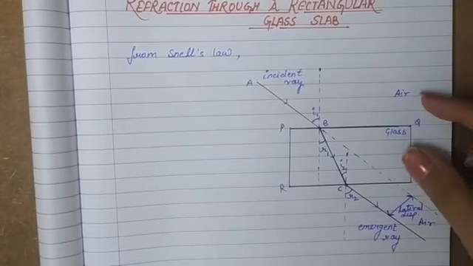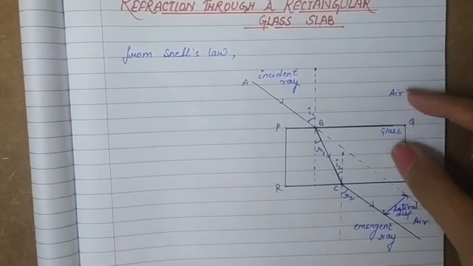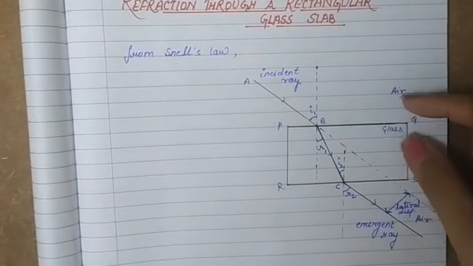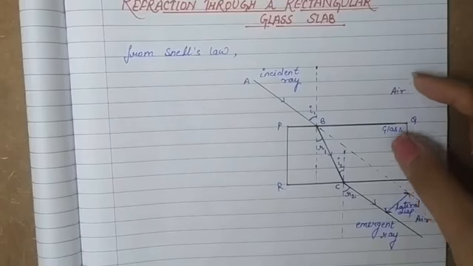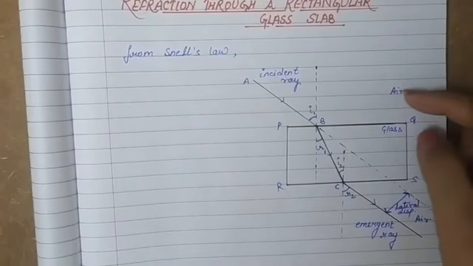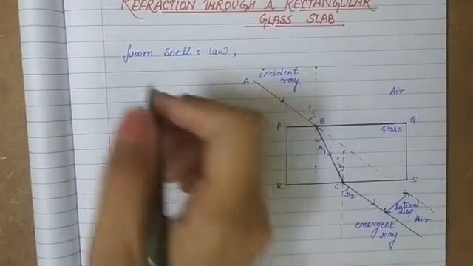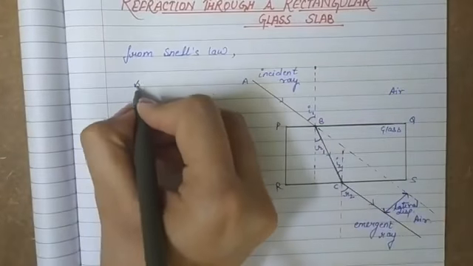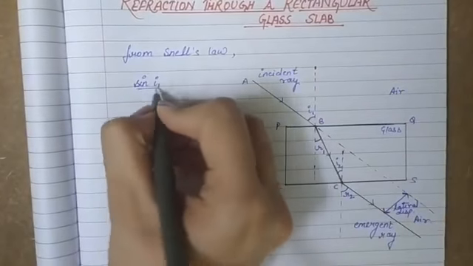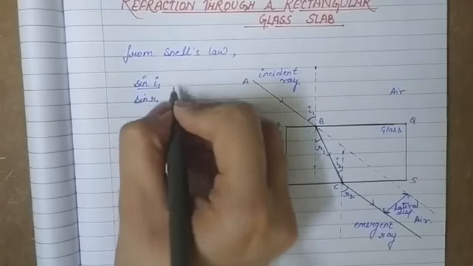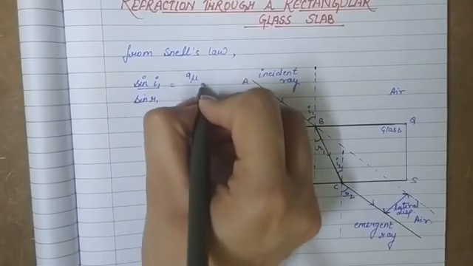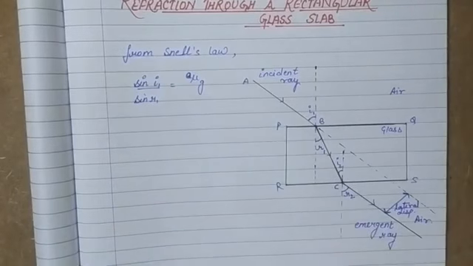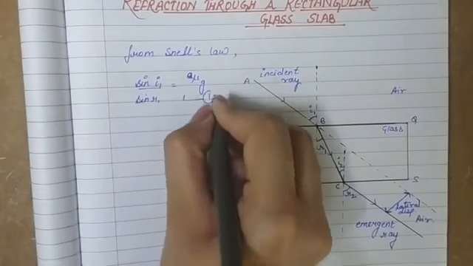So in this case, first I am talking about the air-glass system. The angle of incidence is I1, the angle of refraction is R1, and the refractive index that we will get will be of glass with respect to air. The second medium is glass, the first medium is air. So we can write Snell's law for this air-glass system as sine I1 upon sine R1 is equal to A mu G. Now this is the refractive index of glass with respect to air. Let it be equation number 1.